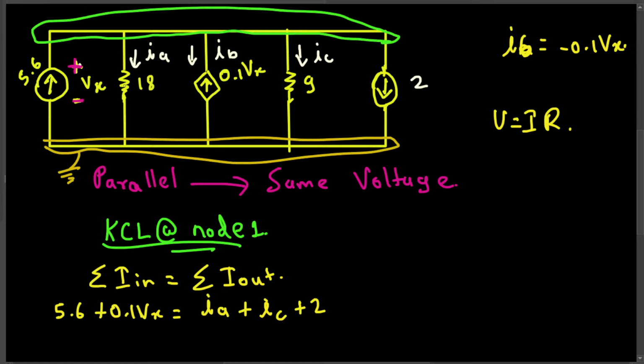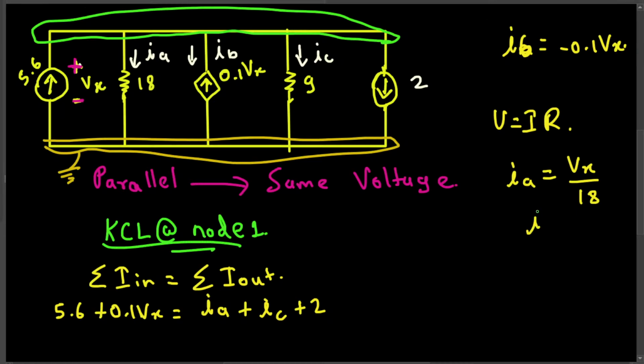So the voltage across this 18 ohm is going to be Vx, and also the voltage across this 9 ohm is also going to be Vx. So if we apply Ohm's law here, IA is going to be what? If we rearrange this equation, V is equal to IR, therefore I is going to be equal to V divided by R. So the voltage here is Vx, divided by the resistor, that's 18. So IA is going to be Vx divided by 18.